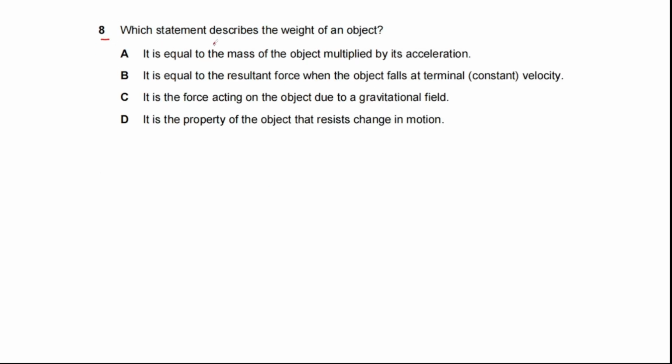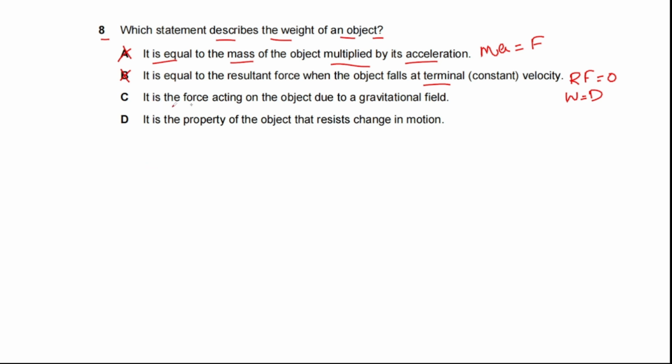Question number 8. Which statement describes the weight of an object? So first option is, it is equal to the mass of the object multiplied by its acceleration. So mass multiplied by the acceleration is basically the force. It's not entirely representing the weight. So it's not option A. Then option B, it is equal to the resultant force when the object falls at terminal velocity. So if it is at the terminal velocity condition, the resultant force is 0 and the weight will be balanced by the drag force. So it is also not representing the weight of an object.